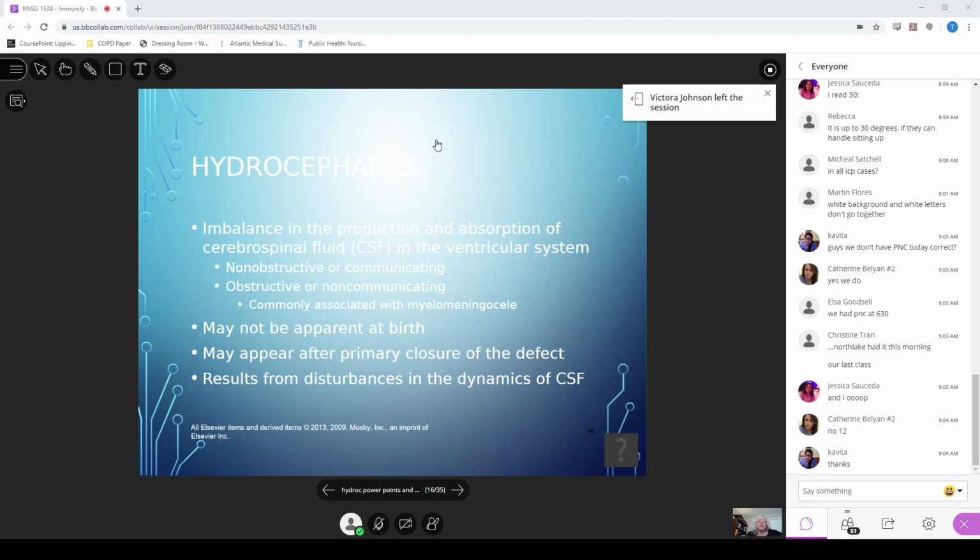It may not be apparent at birth, and you can actually develop hydrocephalus as an adult or after birth from meningitis, as that debris can cause some obstruction. It could be caused by brain trauma that now causes a problem with the drainage. It may appear after the primary closure of a defect. So they have a problem and we correct it, and now we've created that hydrocephalus. And then it is a problem with distribution of the cerebral spinal fluid.